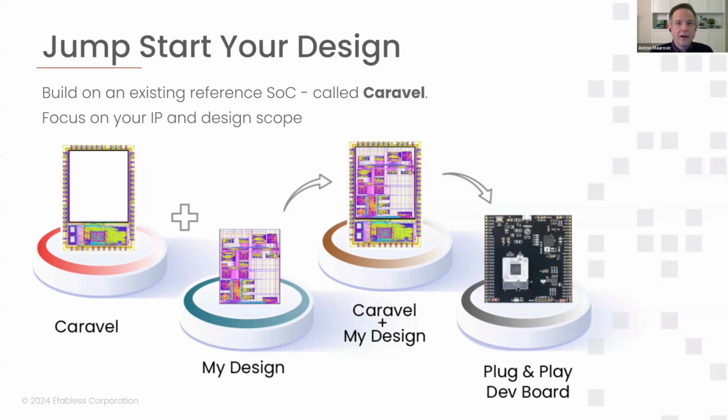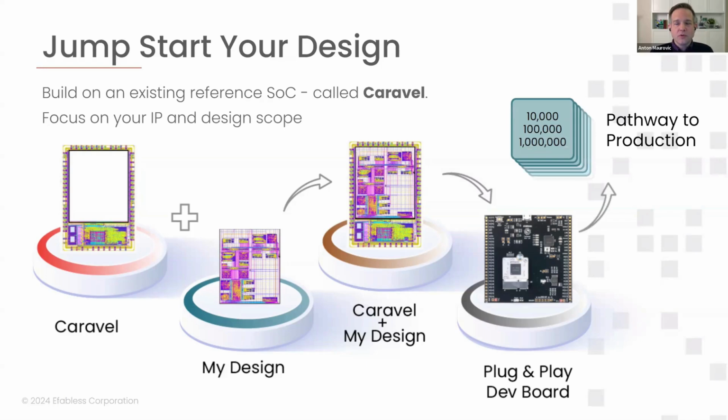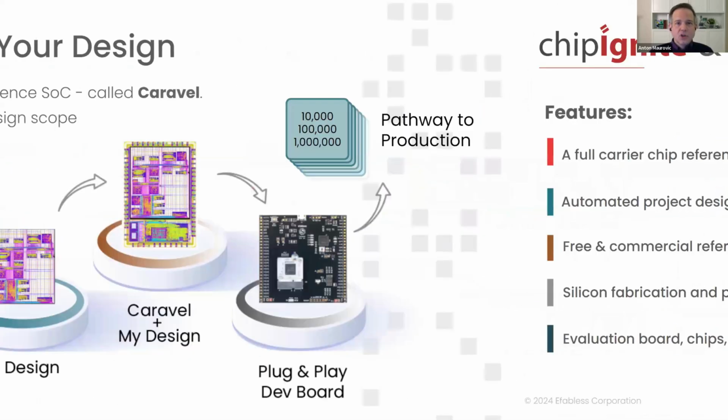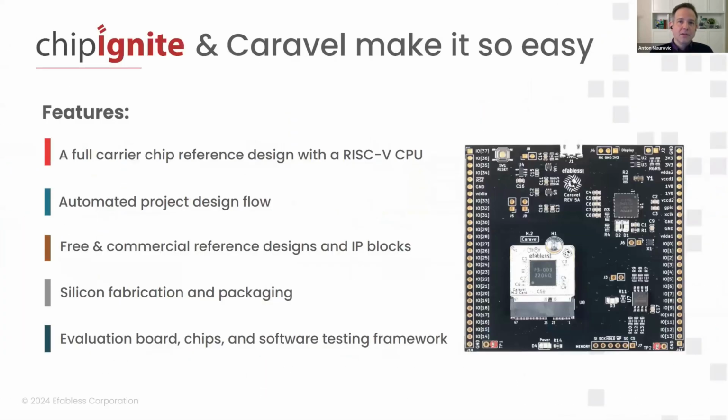You go through our submission process on our servers after completing your design. We integrate it all and send it off for fabrication, delivering back to you a collection of ready packaged chips, assembled daughter cards, and a plug-and-play development board. This enables you also to have an option for a pathway to production if that is of interest, whether you are looking at thousands of units or even millions of units. So chipIgnite and Caravel together make the design, development, testing, and actual fabrication project so easy.